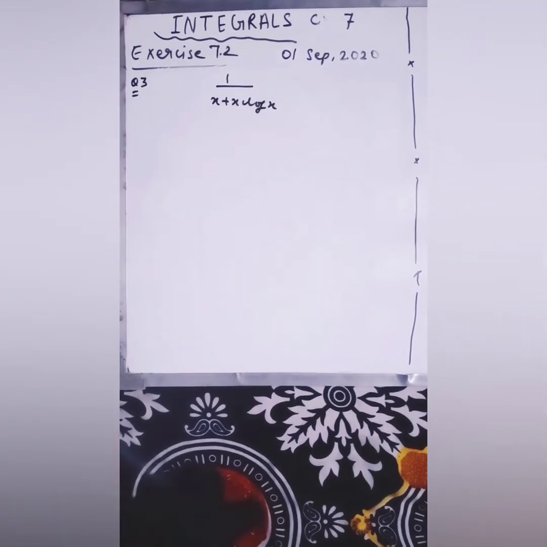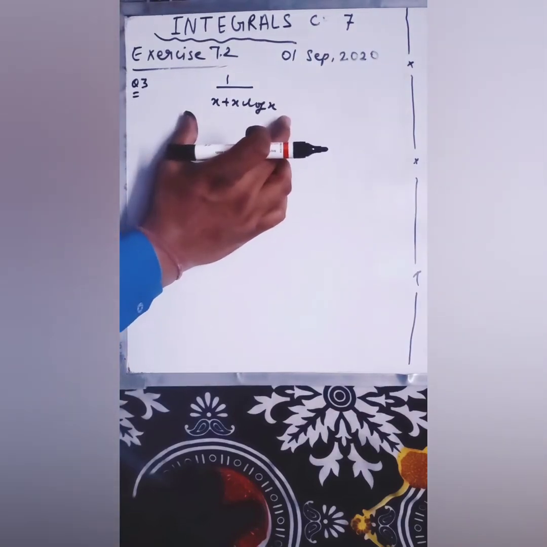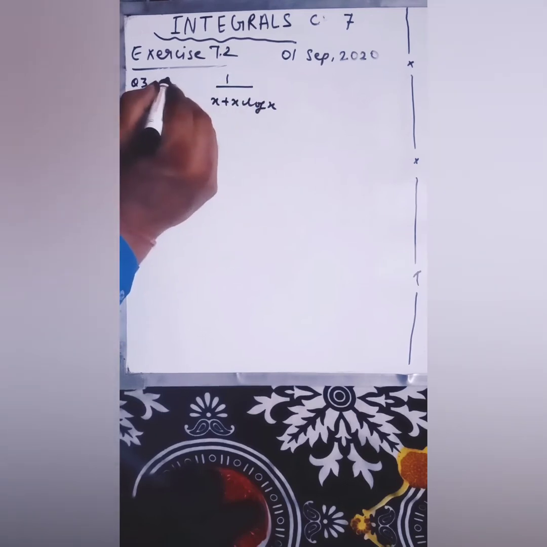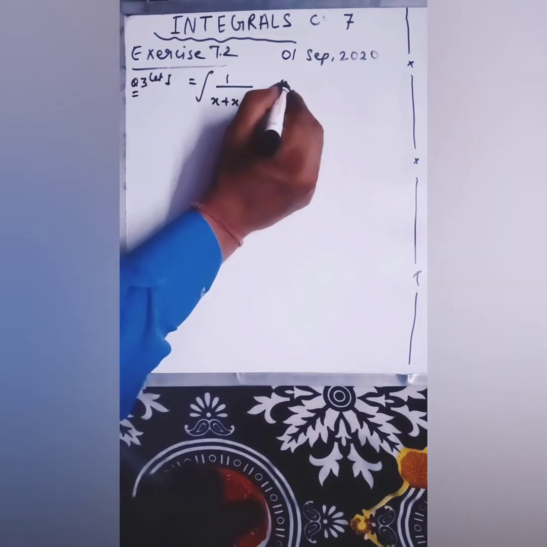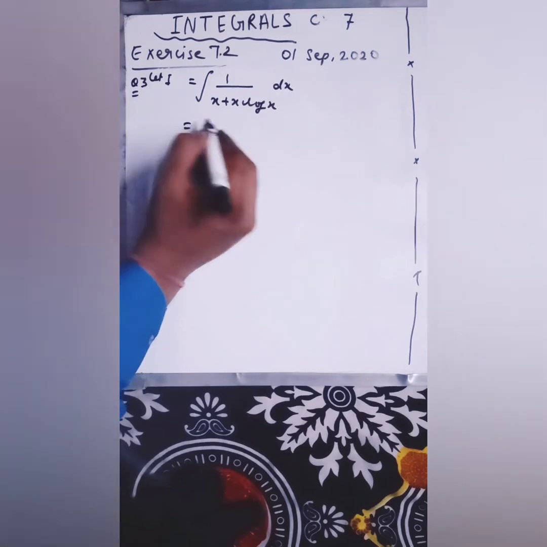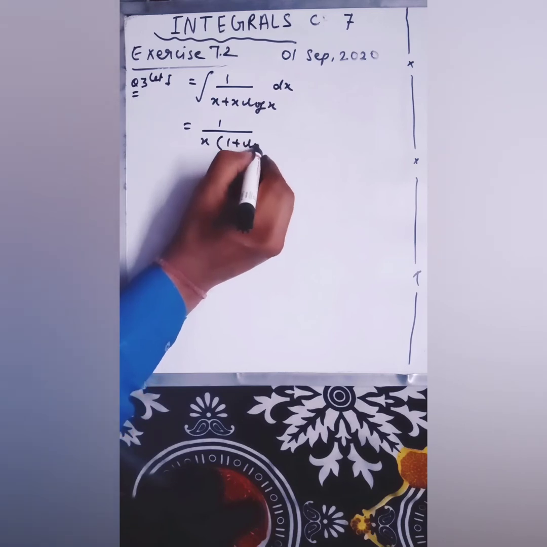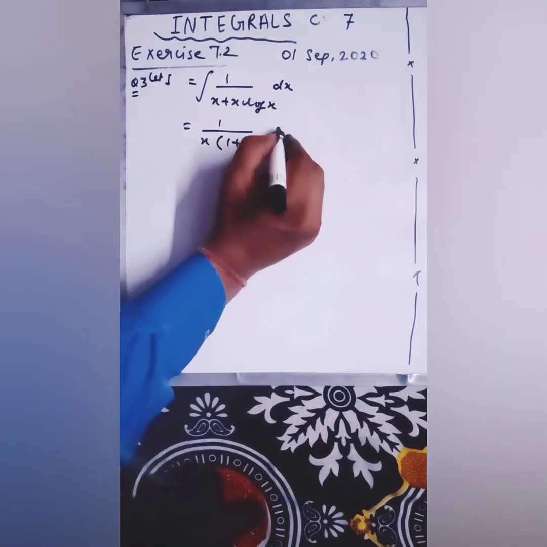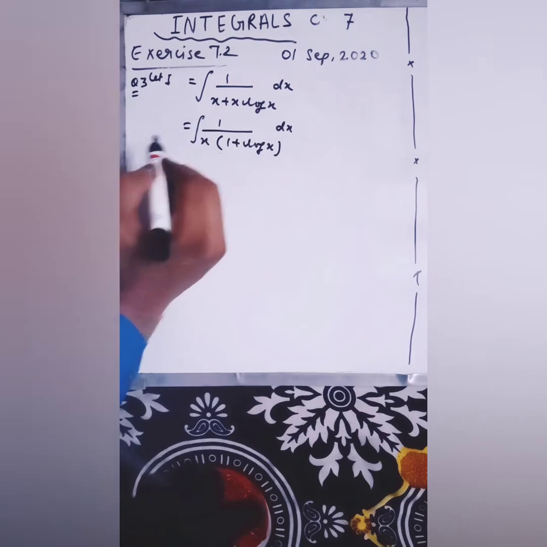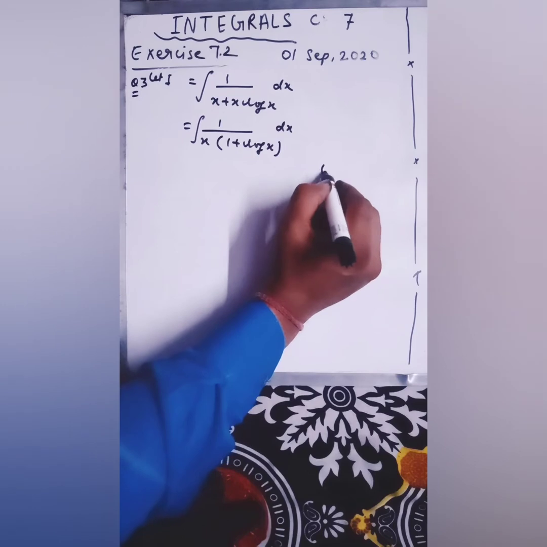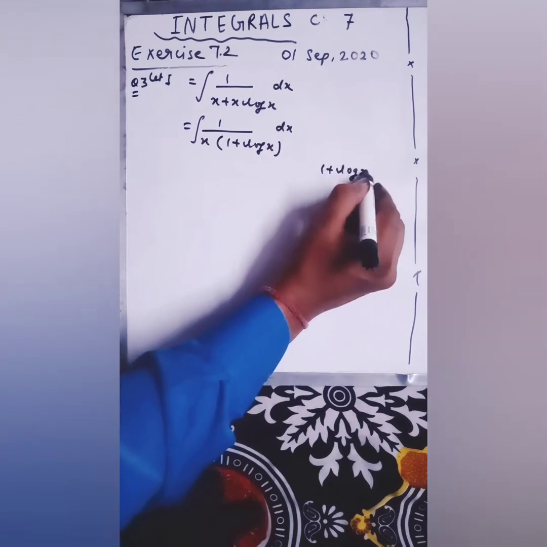Now this is your third question of your exercise. We have to find the integral of this. So I'm assuming that I equals this one, and you have to put the sign of integration. From the denominator I'm taking x as common, and you will get 1 plus log x, into dx, like this. Now 1 plus log x equals t.